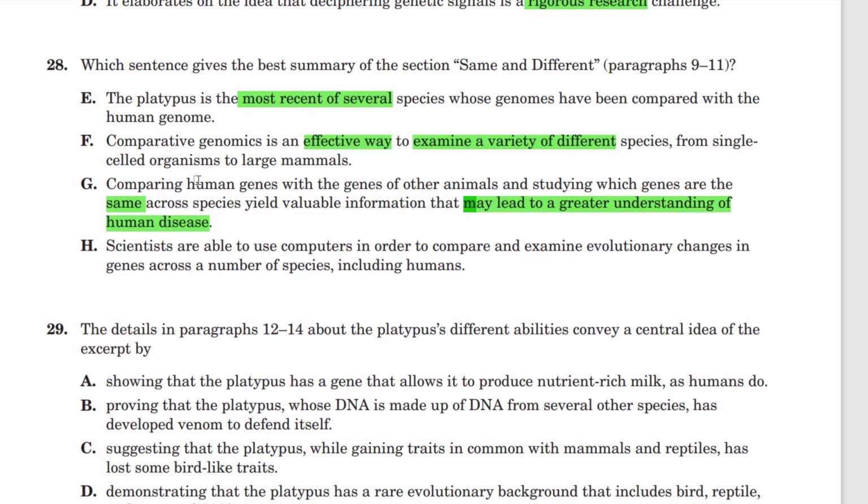Where G is comparing human genes with the genes of other animals. So now we're comparing genes, not just examining different species. G is the better answer. And they come across species yield valuable information that may lead to greater understanding. G is the full summary. That's the correct answer for 28.